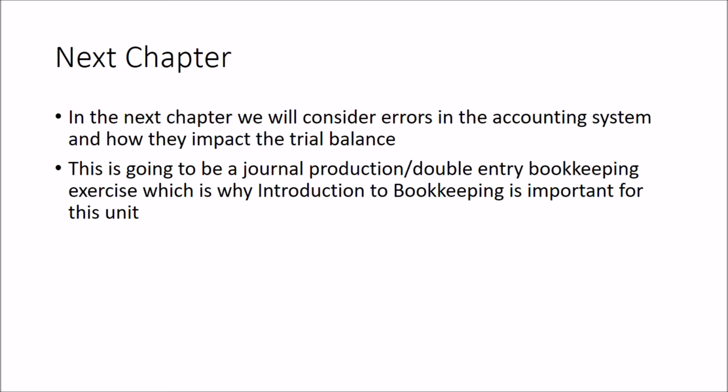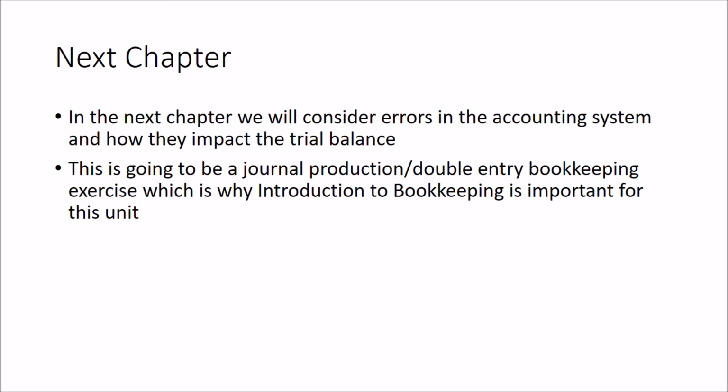In the next chapter, we're going to consider errors in the accounting system and how they're going to impact the trial balance. And we've seen an error within the bank reconciliation, an error of omission, where things are missing. They're in the bank statement and they're missing from the cash book, and we have to update our cash book for that, which we've done through a bank reconciliation. In the next one, we're going to see errors in the accounting system and how they're going to impact the trial balance. Is the error going to mean that the trial balance no longer tallies, or not really?